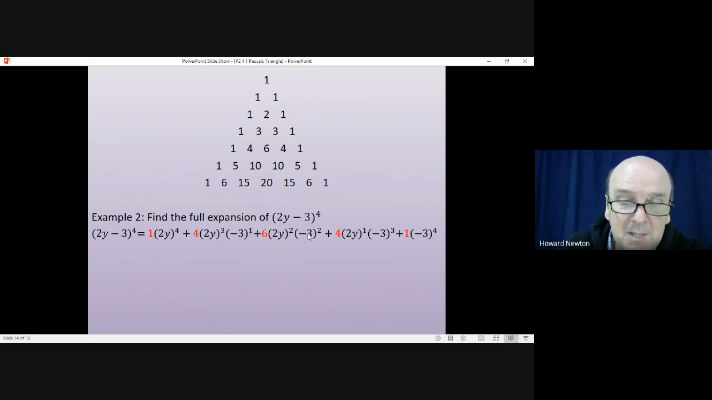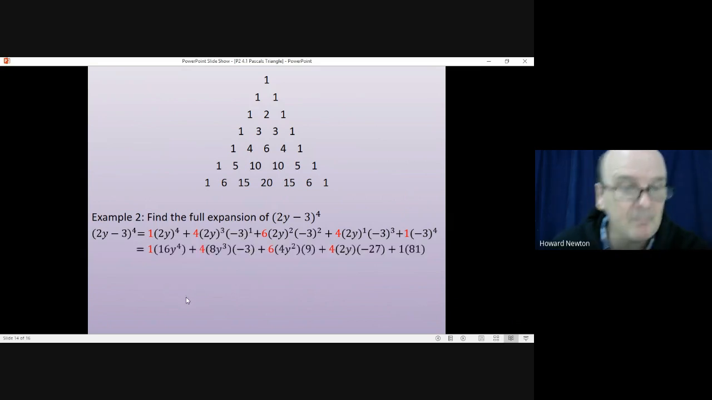Then 2y squared times minus 3y squared, 6 taken from the 6 there. Then 2y to the power of 1 and minus 3 cubed times by 4. And then last of all, just minus 3 to the power of 4 times by 1 from this last one here. As on the last example, we're going to have to do this bracket to the power of 4, this bracket to the power of 3. And we're also going to have to be careful with these numbers here and the minuses.